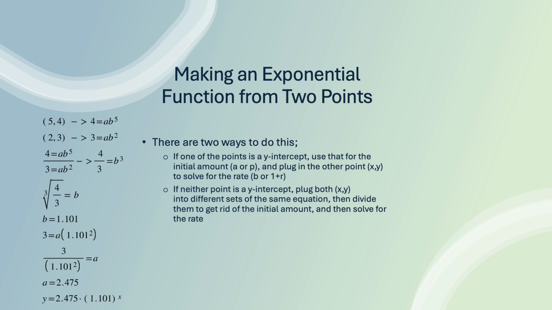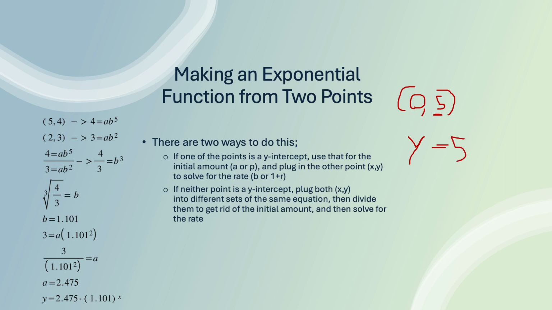All right. Now, this is the more complicated part of dealing with these two functions. We're going to make an exponential function from 2 points. There are a couple of ways we can do this. First of all, if one of the points is a y-intercept, so if one of the points is 0 something, then we can use that point for the initial amount, for a. So let's say we have 0, 5 as one of our points. We already know automatically that the a, or the p, is going to be 5.